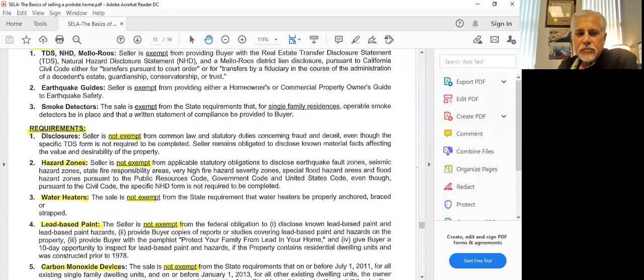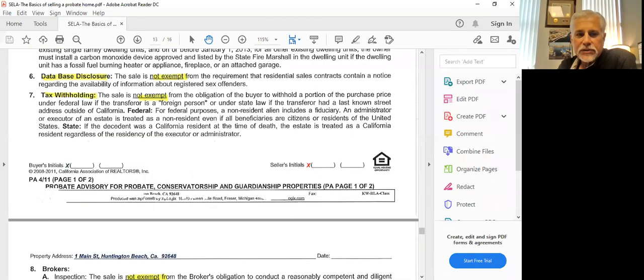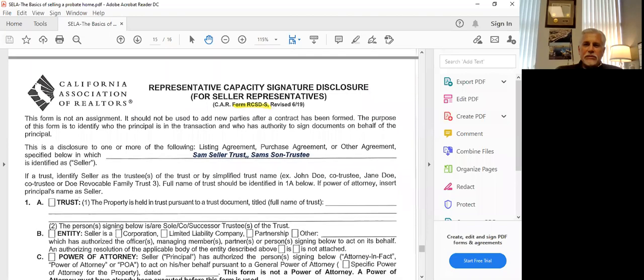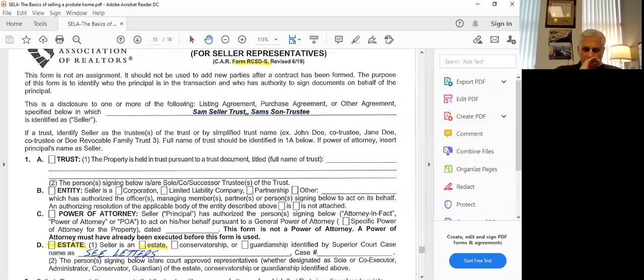Okay, so most importantly, you have to have this probate advisory for either a listing or a purchase, and it's very clearly identified. The absolute thing you need on both the RCSD-S and -B for buyer or seller is you must have this representative capacity form signed exactly the way the court gives you the title. And remember I said, remember that case?